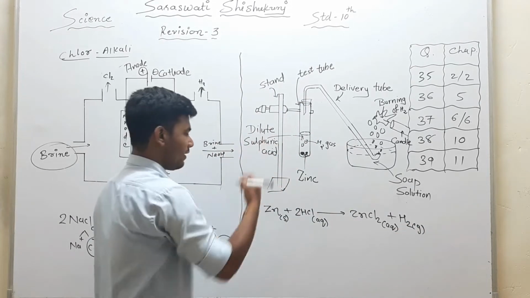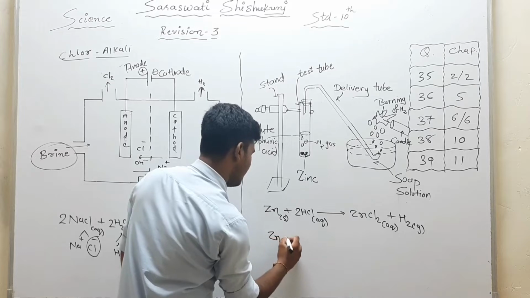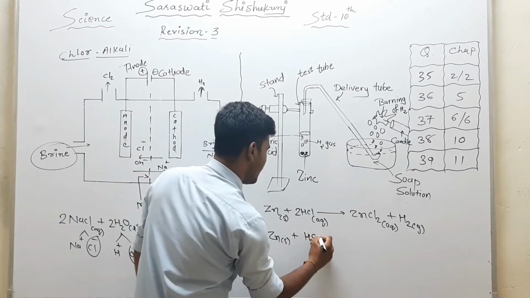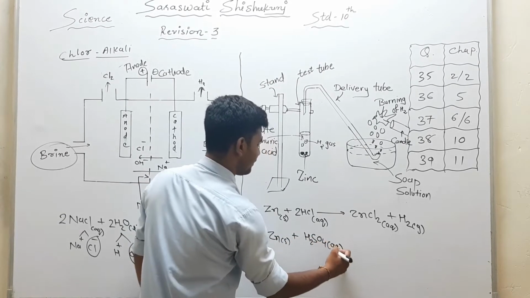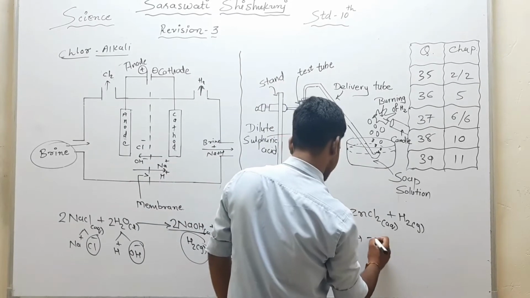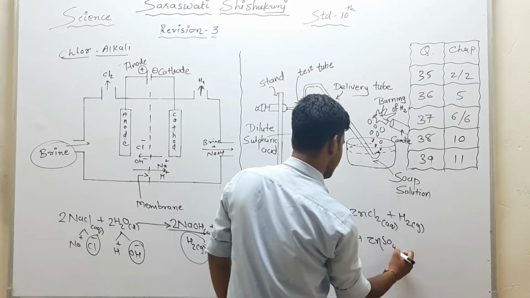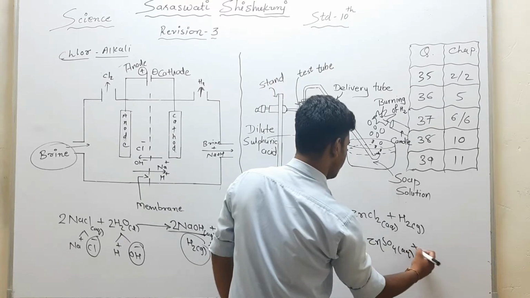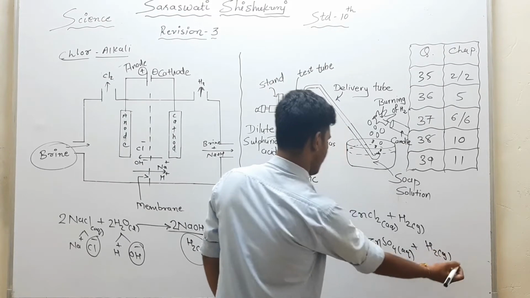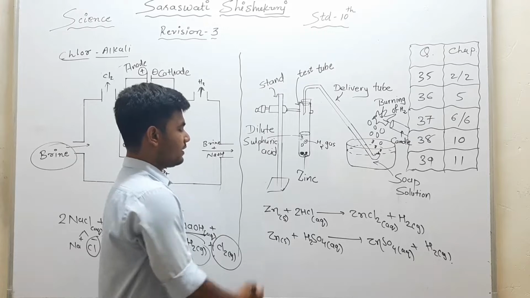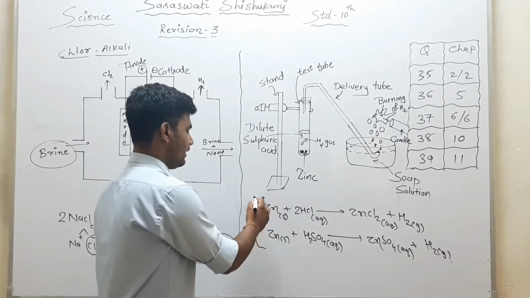For the given one, what can we say? Zn plus H2SO4, which is aqueous, gives ZnSO4, which is aqueous, plus hydrogen as a gas. Okay, so this way also we can write its equation.